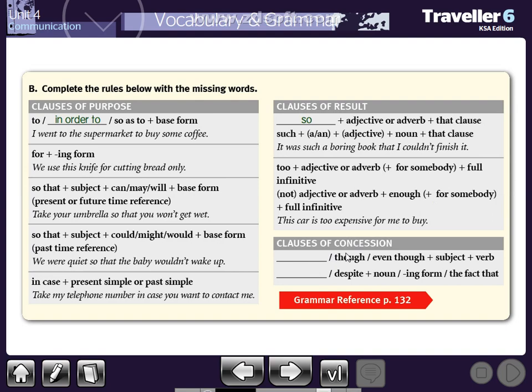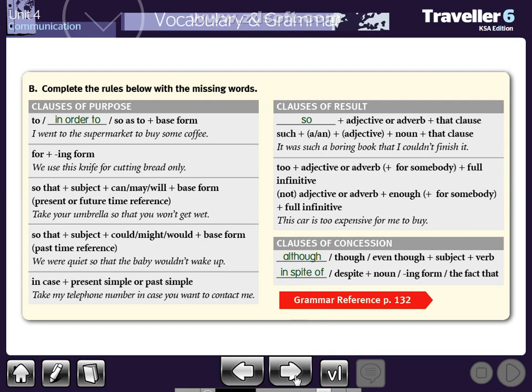Clauses of concession. We use although, though, even though plus subject and verb, or in spite of, despite plus noun plus ing form, or the fact that.